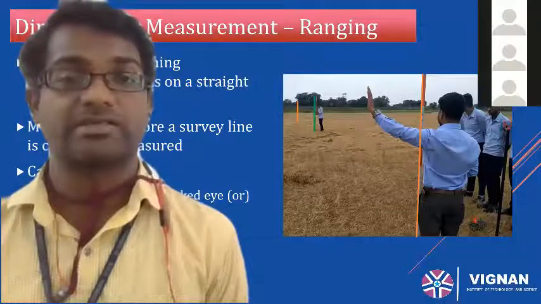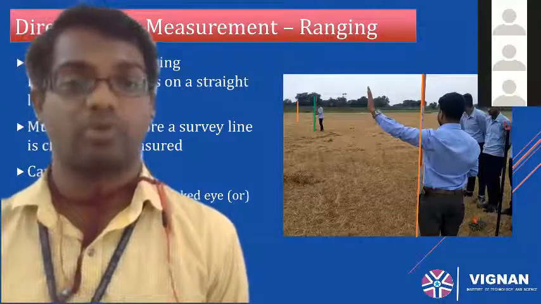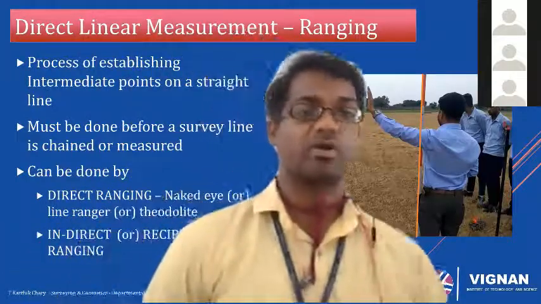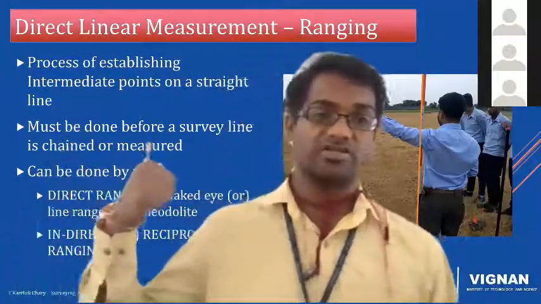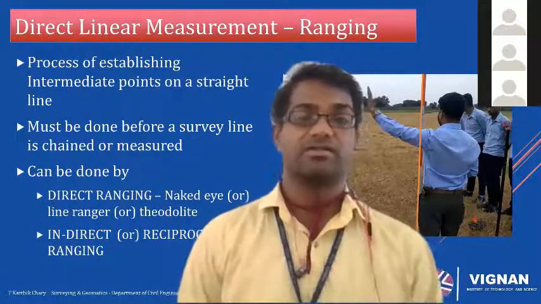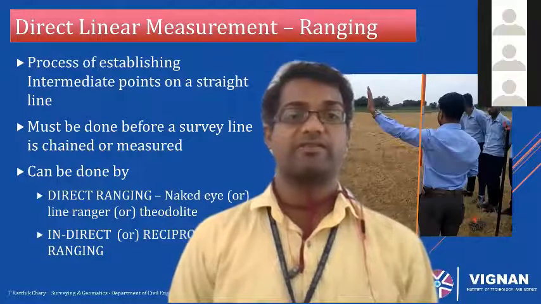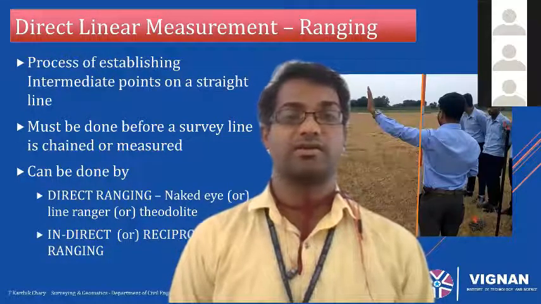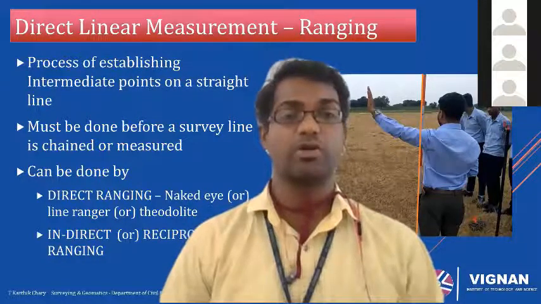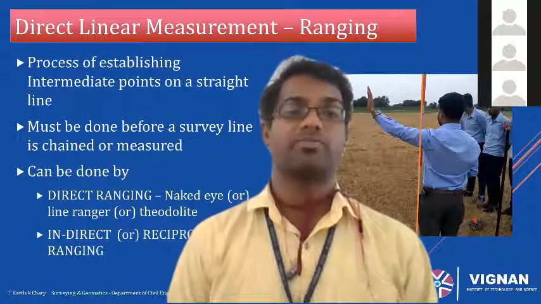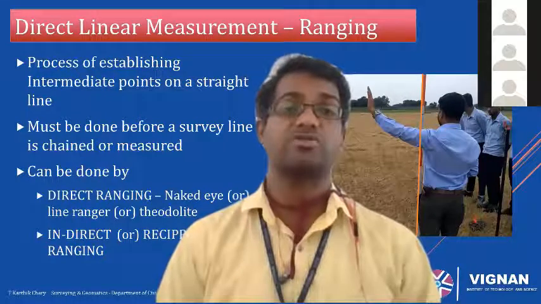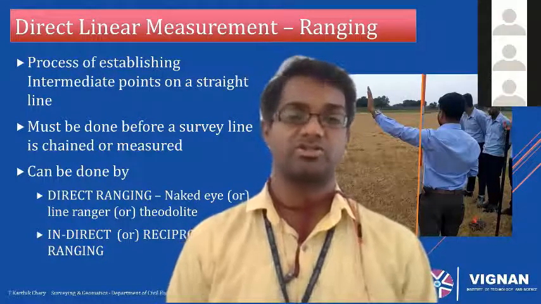So what we do is, we set up an intermediate station point. The process of setting up these intermediate station points is called ranging. In the process of establishing intermediate points on a straight line is called ranging. Yesterday I showed you the diagram where the main survey stations and main survey lines are running. When you are doing this, you need to set up a minimum number of intermediate station points so that it can be measured using any of the instruments which you have got.